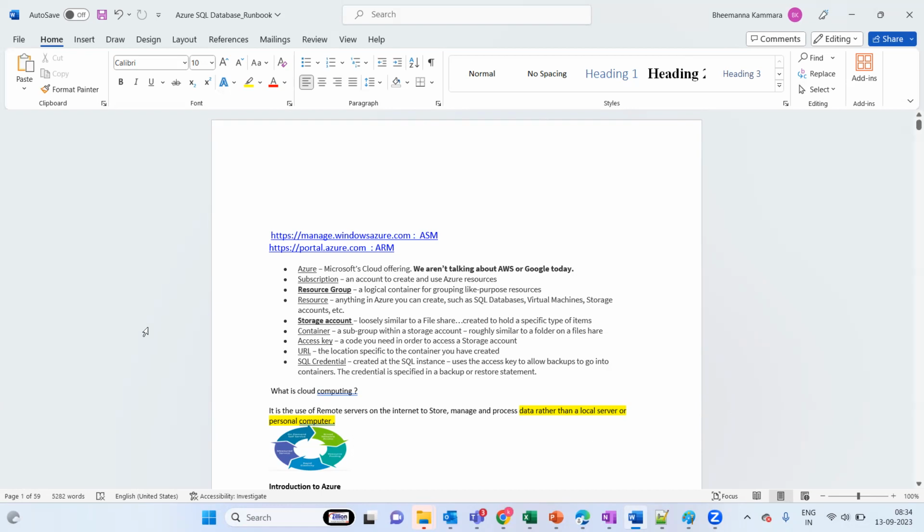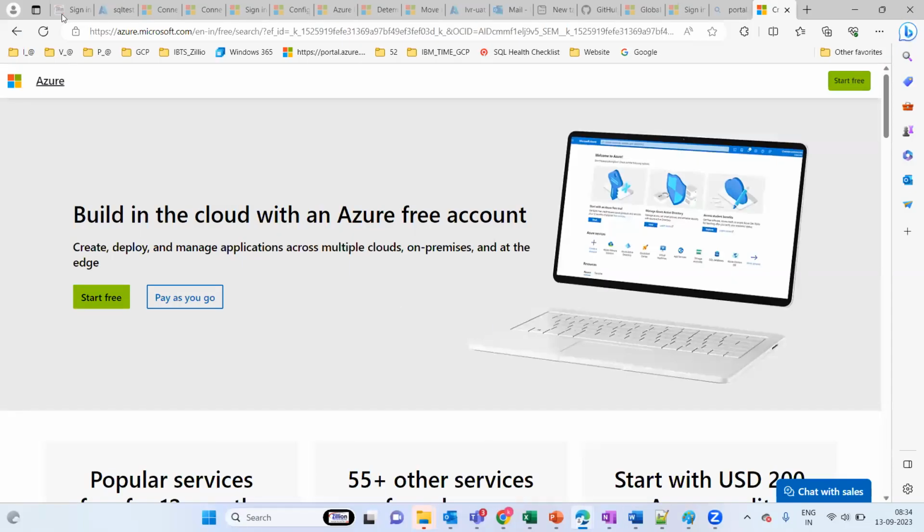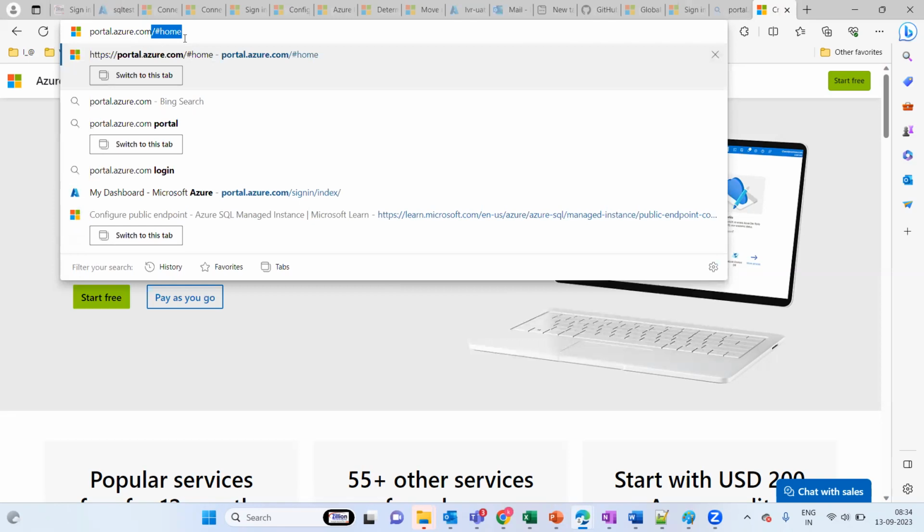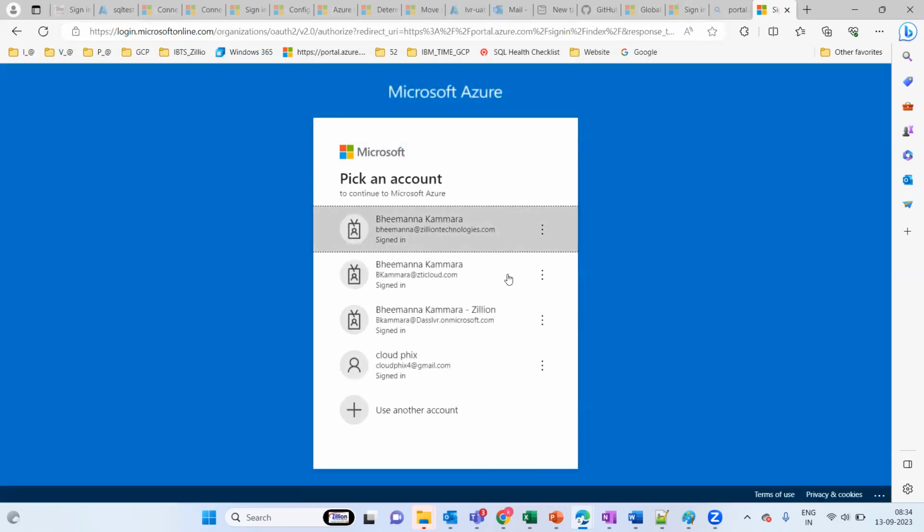And we will discuss subscription, resource group, resources, storage account, containers, whatever services are available. We are going to have some sort of demo, and then we'll have deployments as well. Okay, so that is what I want to share. Let me share this first of all.